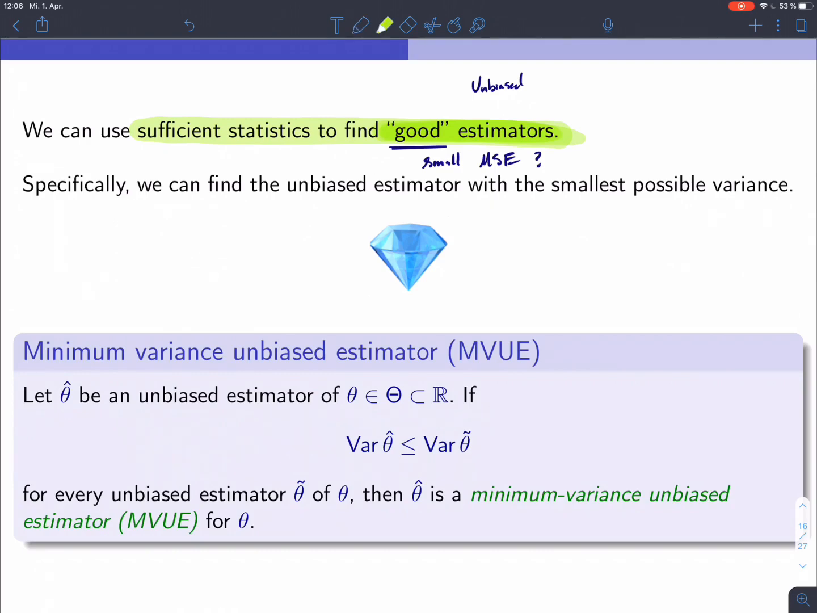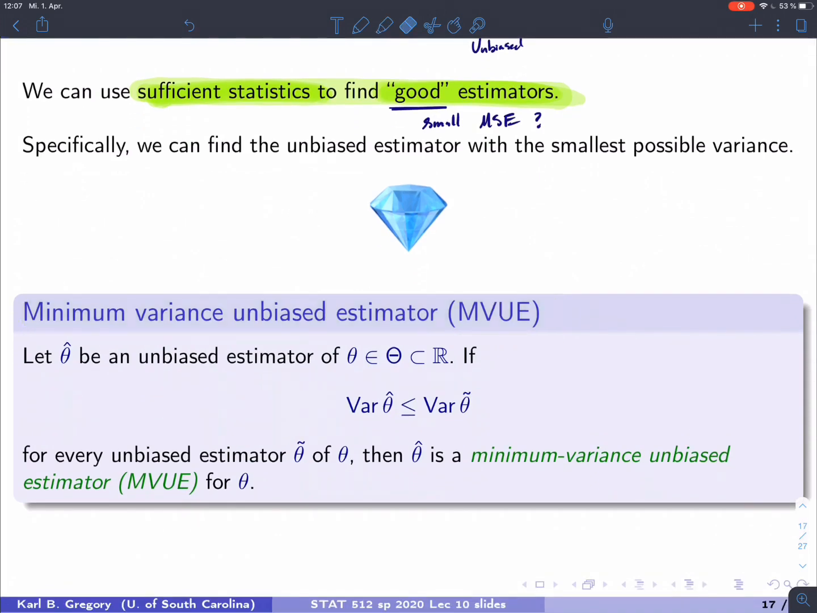So this result, actually this is a definition on this page, but it's leading to a result which says the best estimator, in a certain sense, comes from a sufficient statistic, or it's always going to be based on a sufficient statistic. So let's talk about this minimum variance unbiased estimator. That's what this MVUE stands for. This is the estimator among all unbiased estimators for parameter theta, which has the smallest possible variance.